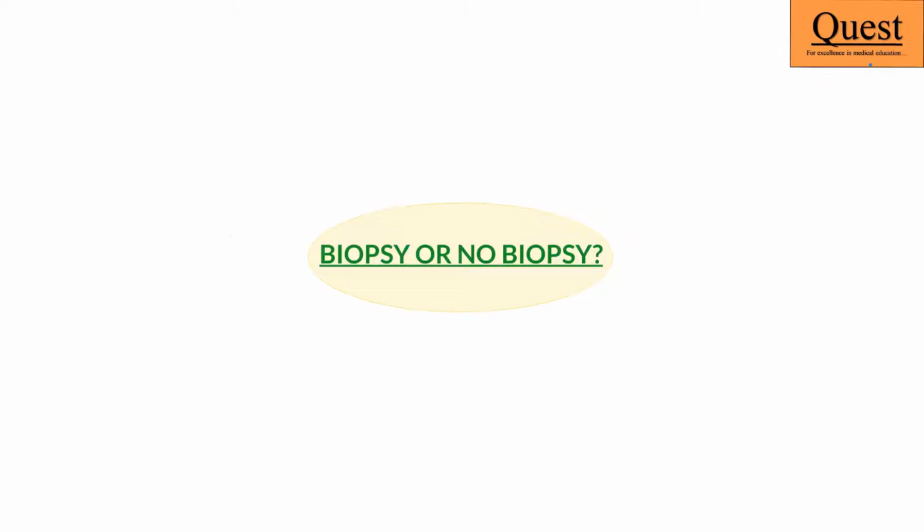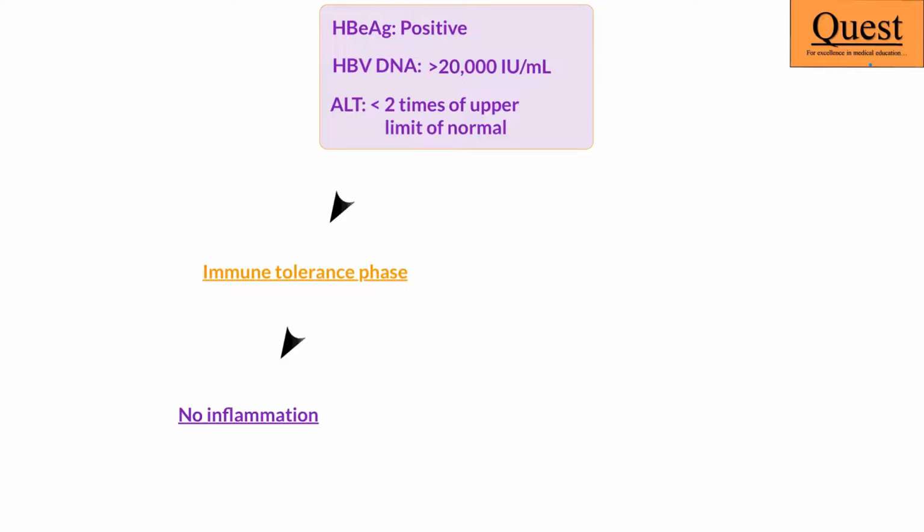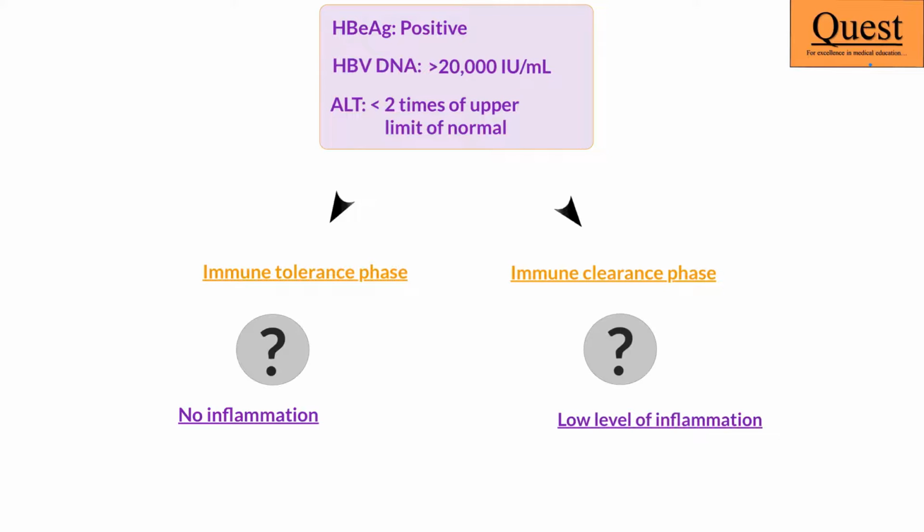Now, do I need to biopsy any patient? Well, yes. Think of a patient who is HBe antigen positive. DNA levels are more than 20,000 international unit per ml, but ALT level is less than 2 times the upper limit of normal. Now, such a patient could be either in the immune tolerance phase and therefore there isn't inflammation, or he could be in the immune clearance phase but has a low level of inflammation. How would I know that? Well, the best way to know the inflammation is to do a biopsy.